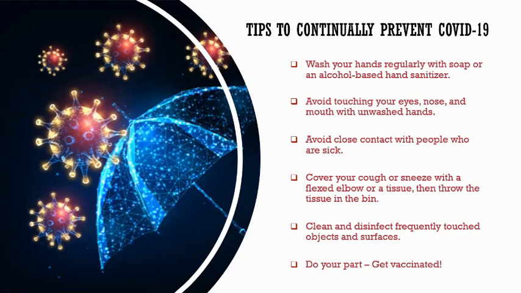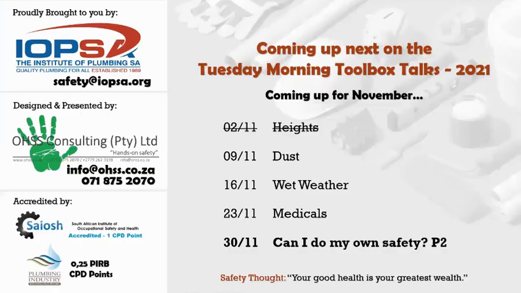Now, coming up for November, obviously this week we are looking at dust. Next week we are going to be looking at wet weather, working in the rain. Is it dangerous? What type of hazards are you looking at? And what are the safety aspects to ensure that you keep yourself free from any of these dangers?